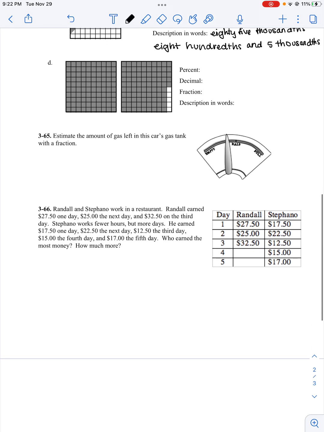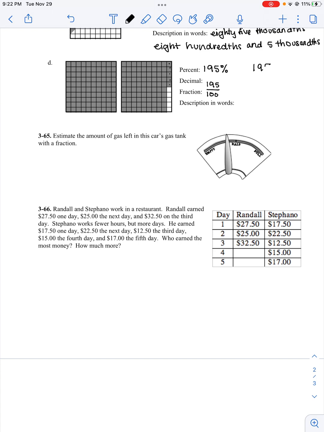Part D, I'm using 2% blocks, which means that my percent is going to be above 100% because all percents are fractions out of 100. Okay, so if I look at this, I have 100 plus 90 plus 1, 2, 3, 4, 5. I have 195 out of 100 blocks shaded in. So my percent, I know it's 195% because percents are fractions out of 100.